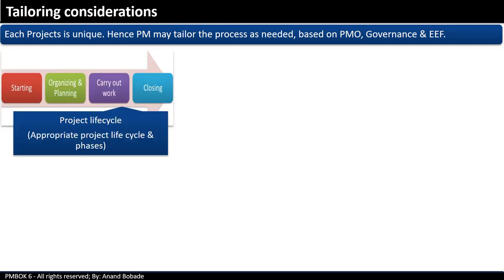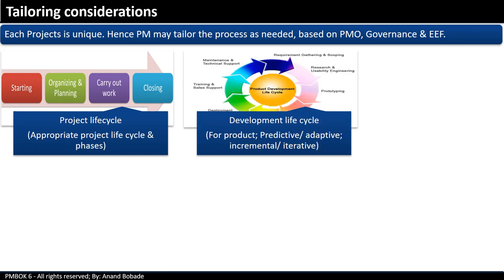The key tailoring considerations are project life cycle. Deciding the appropriate project life cycle and project phases according to the need of a project, and of course based upon the organization's project management methodology. For example, the project manager may drop the procurement process if there is no need for procurement on the project.